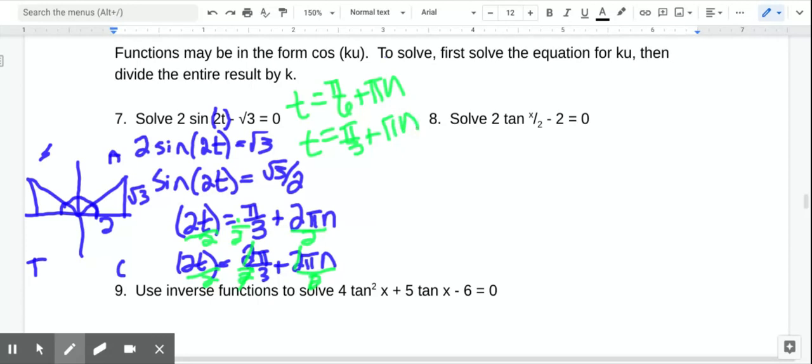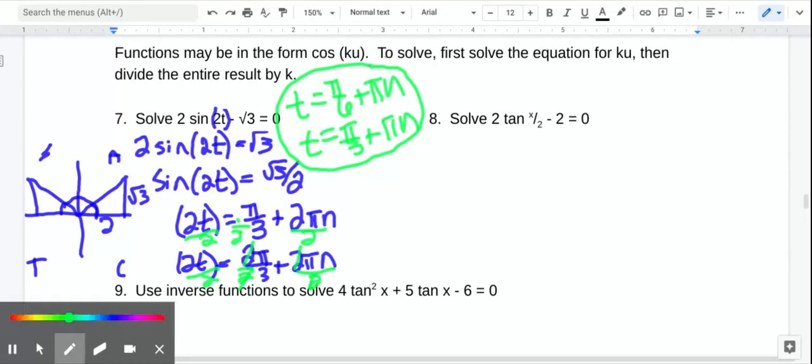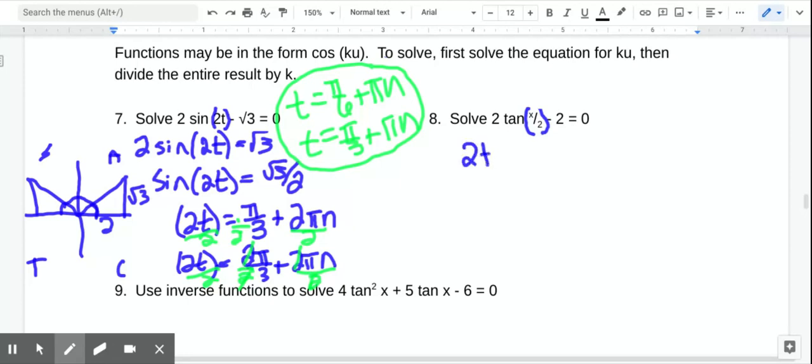Okay. So that's how we deal with those when you have something more than just an x in there. Wait till the very end and then divide it out. So we'll see another example here in number 8. All right, so we have 2 tangent of x over 2. You're going to ignore that x over 2 for as long as you possibly can. Minus 2 equals 0. So I'm going to start by adding 2 to both sides and then dividing by 2.